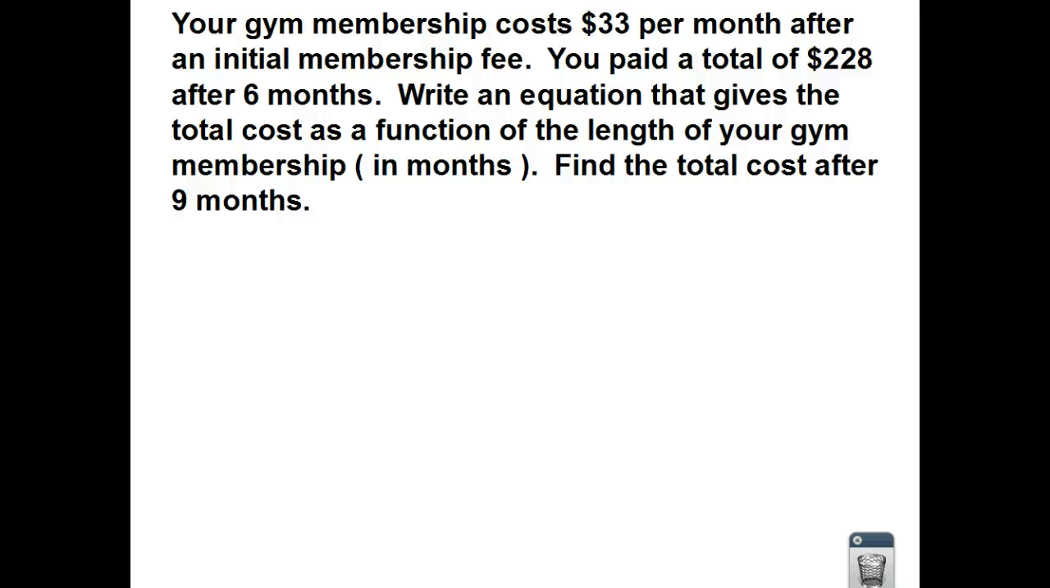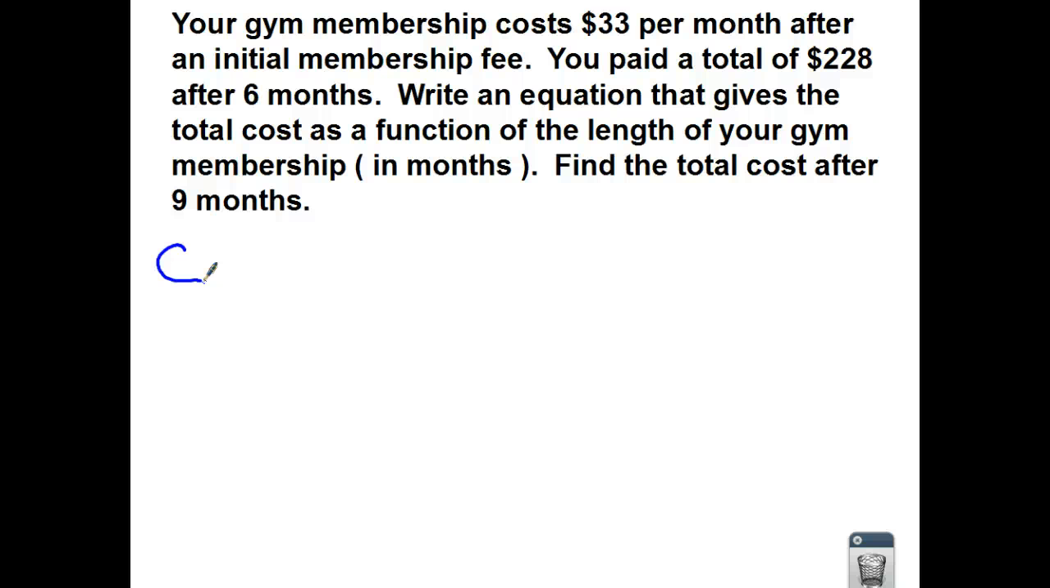Write an equation that gives the total cost as a function of the length of your gym membership in months. Find the total cost after 9 months. So there's a lot of information in here, and the key word says write an equation that gives the total cost as a function of the length of time. So, I mean, it's similar to slope-intercept form. We can use different variables. Maybe C could represent the cost. Let's see, we could use the T for the amount of time, or, if you're using M in months. Whatever you decide, you get to choose that.